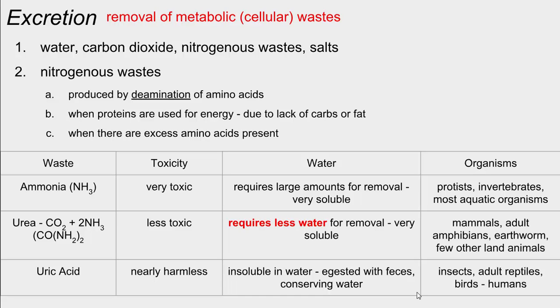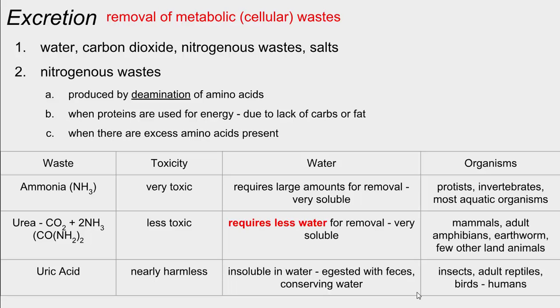Other organisms transform that ammonia into urea. Urea is a less toxic substance. Okay? It requires less water for removal. So removing urea still takes water, but less water than ammonia. Organisms that remove the nitrogen in the form of urea: mammals, adult amphibians, earthworms, and some other land animals.